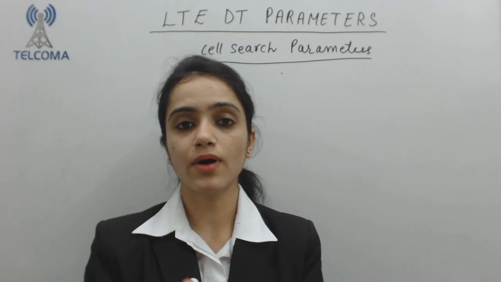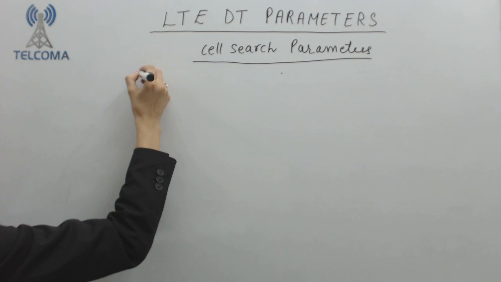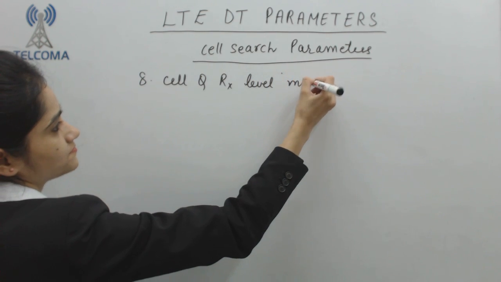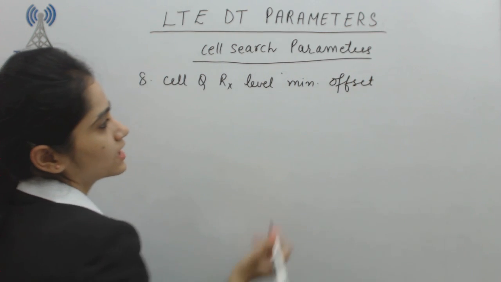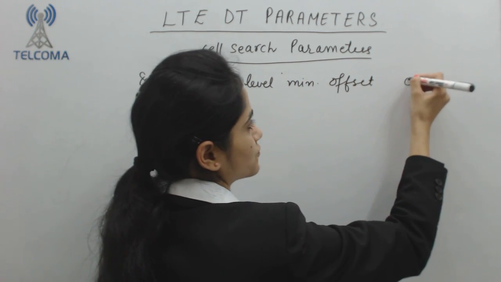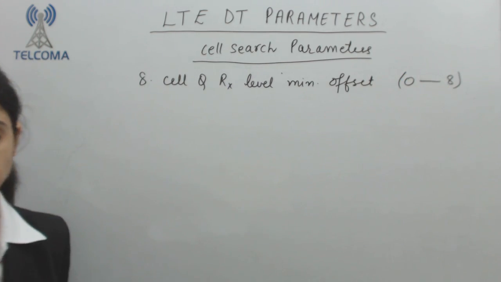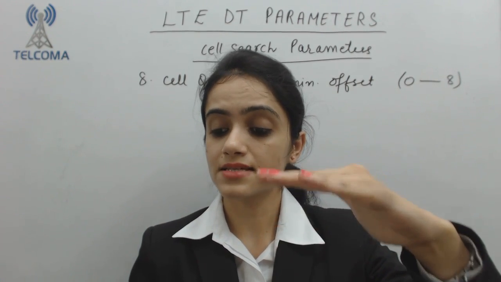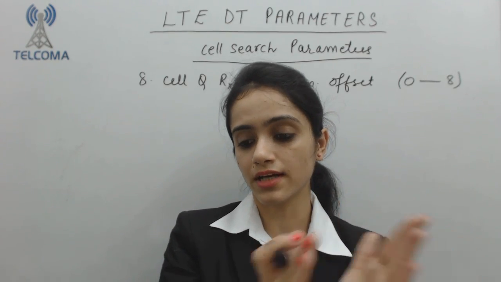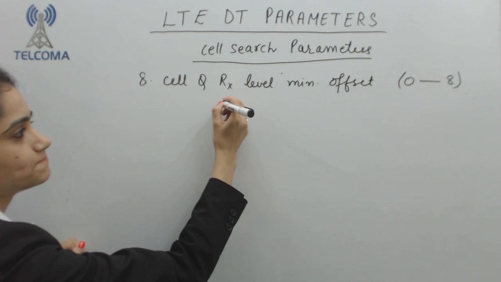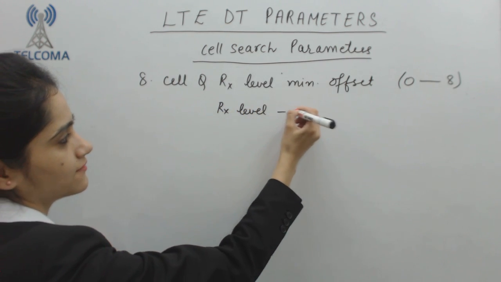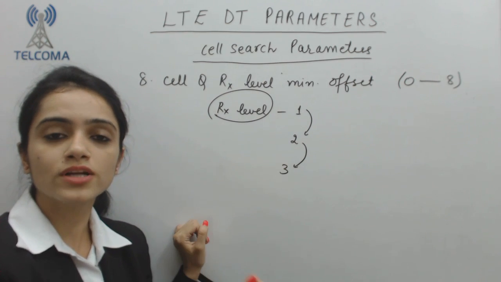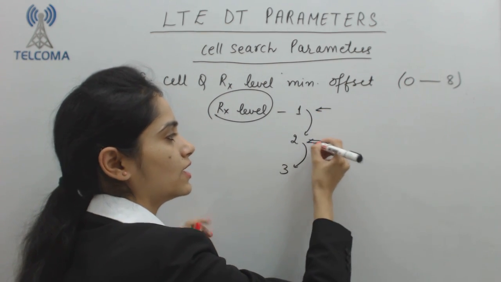Next parameter is cell QRX level minimum offset. Eighth parameter, this one is cell QRX level minimum, and this one is my offset value. This offset value has a range from 0 to 8. Now, the offset is a signal QRX level, that means the reception level is taken so that we can define priority. I have an RX level like 1, I'm changing to 2, then 3. That means my reception level keeps on changing from one value to another value.